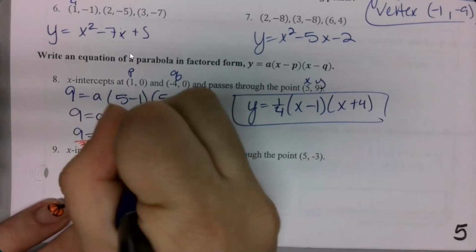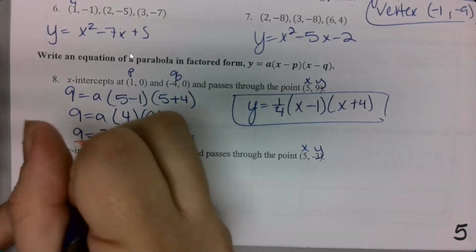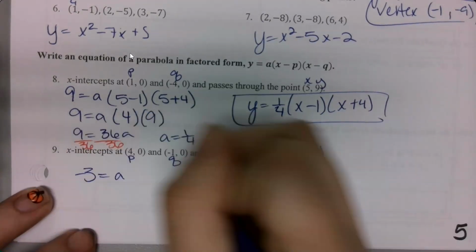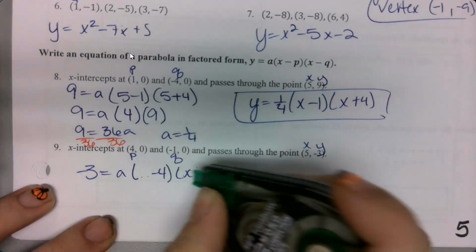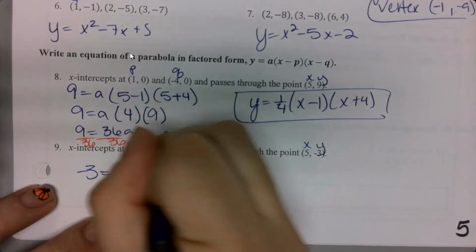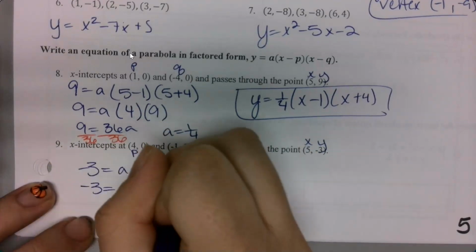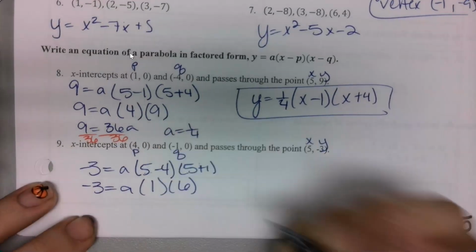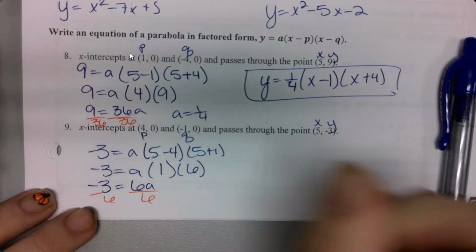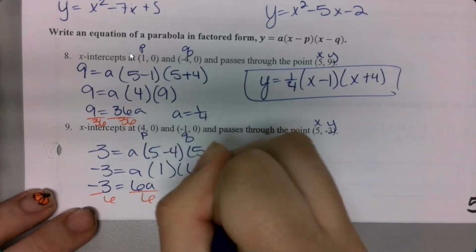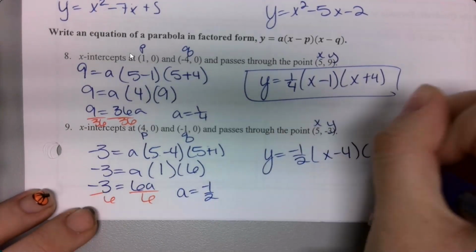Same thing over here. This is my p, this is my q, x, y. So I have, oh, that was -3, equals a, because that's what I'm solving for, x minus 4, x, oops, not x. I know my x. That's 5. And 5 plus 1. So I have -3 equals a, 5 minus 4 is 1, 5 plus 1 is 6. So I have -3 equals 6a. Divide both sides by 6. A equals -1/2. So I plug back in. I have y equals -1/2, x minus 4, x plus 1.